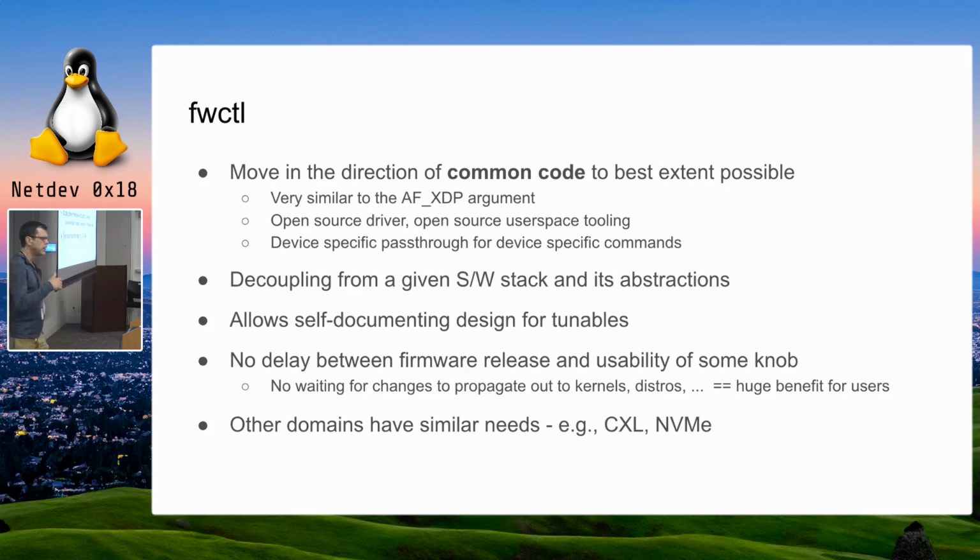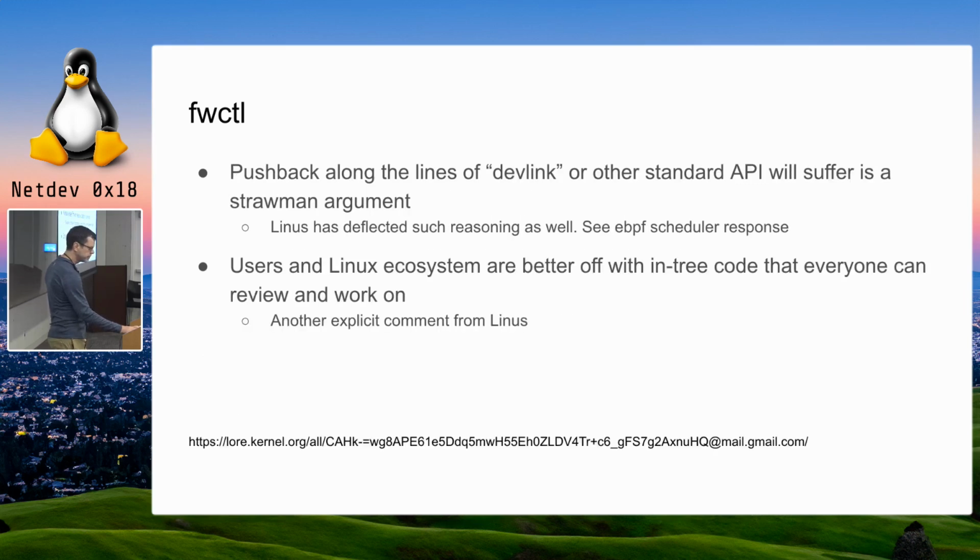You don't have to wait for some kernel patch to be accepted into devlink. Devlink makes its way into vendor distros. The distros make their way out into products. Products finally say, oh, look, I can use this debugging now. Right? There's a long, many years that goes in between them. And some other domains like CXL and NVMe are having some similar needs, right? So it's not just a networking issue.